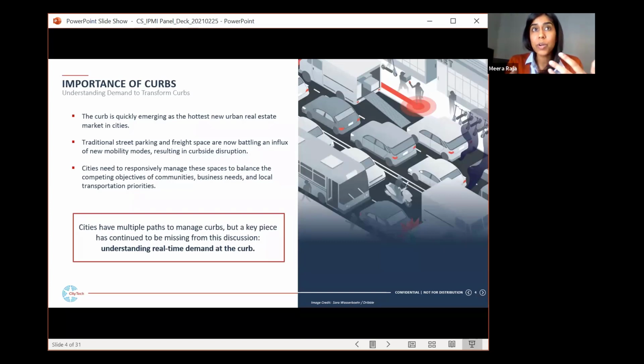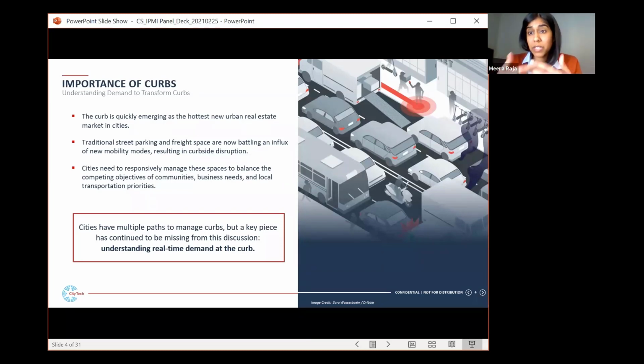And we're really interested in thinking about how cities can responsibly manage these spaces. How can you balance out these competing objectives of our communities, making sure we're addressing our business needs, making sure that we're including local transportation priorities in there, bringing all of that together to develop a solution.